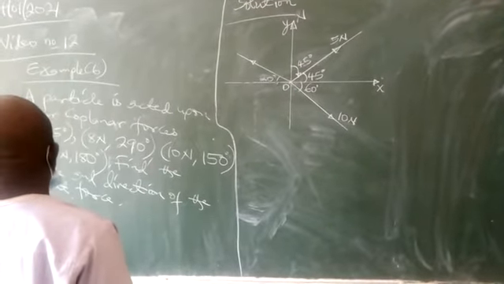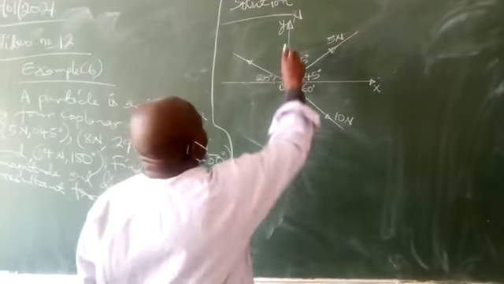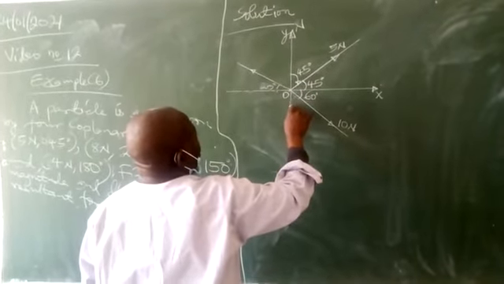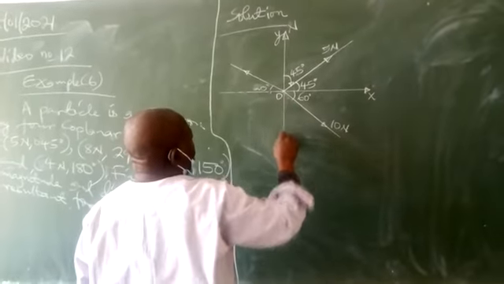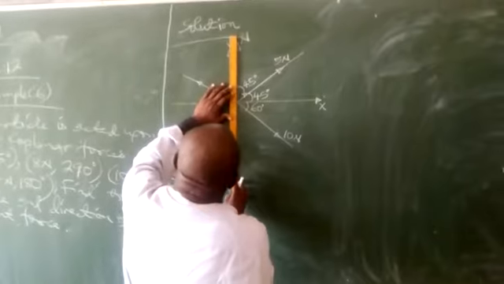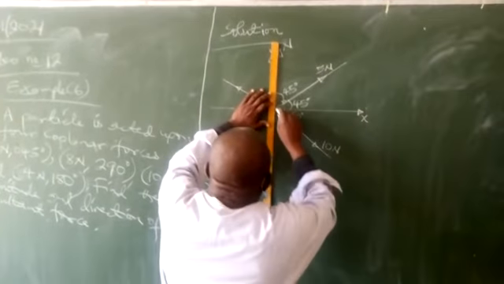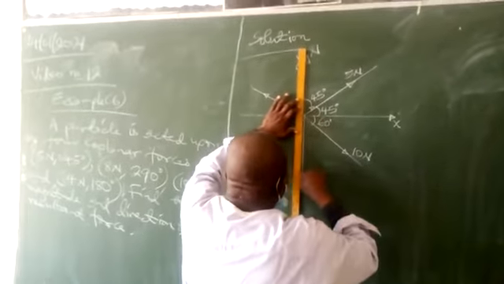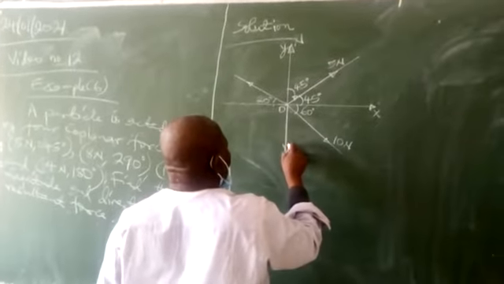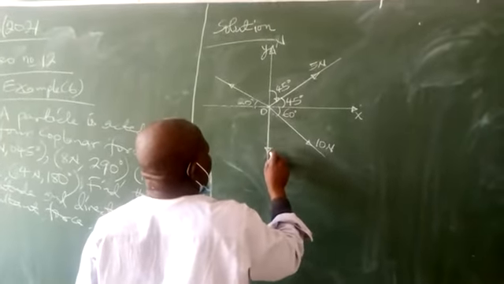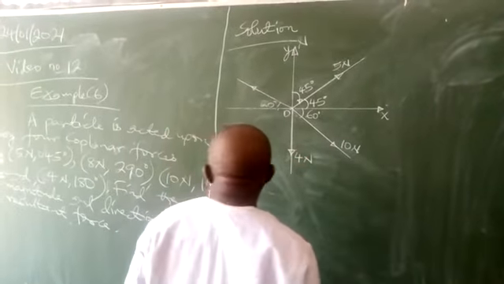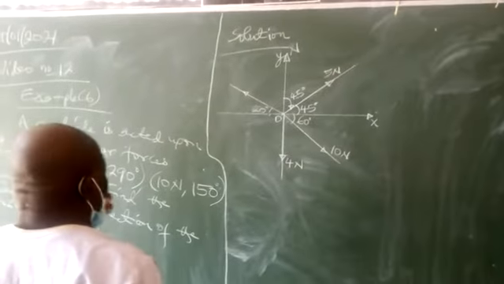Then the last force is 4 Newton, 180 degrees. Measured from the north, 180 would be here on the negative direction of the y-axis. So that force of 4 Newton will be in this direction. So the 4 forces have been located.